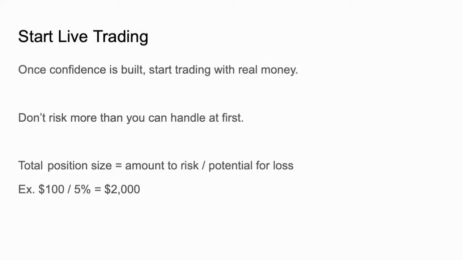So once confidence is built, we're going to start trading with real money, and you don't want to risk more than you can handle at first. So this is how you calculate the amount of risk you can handle when you're trading your first stock. So let's go down to the total position size. This is the formula you need to follow. So our total position size, which means the amount of money we can invest in a stock, should be the amount of risk divided by potential for loss.